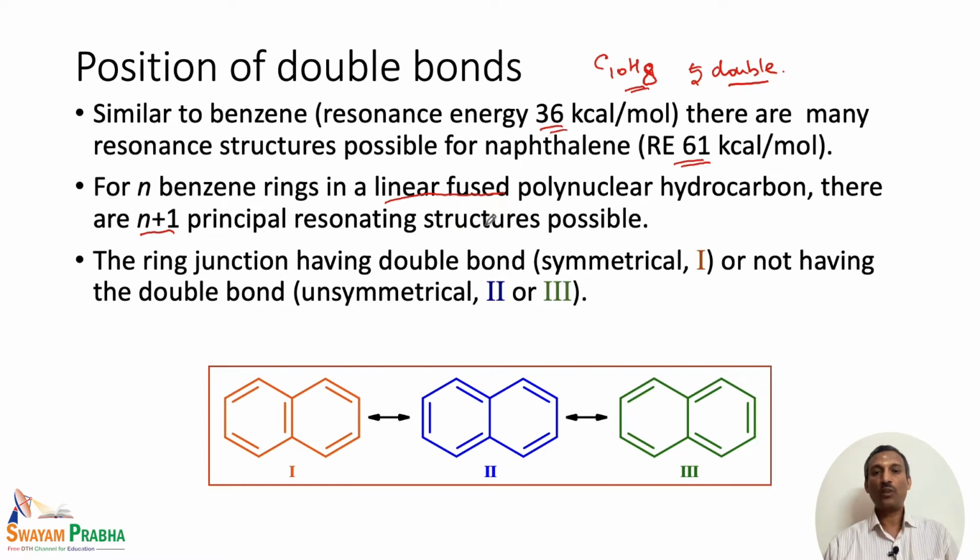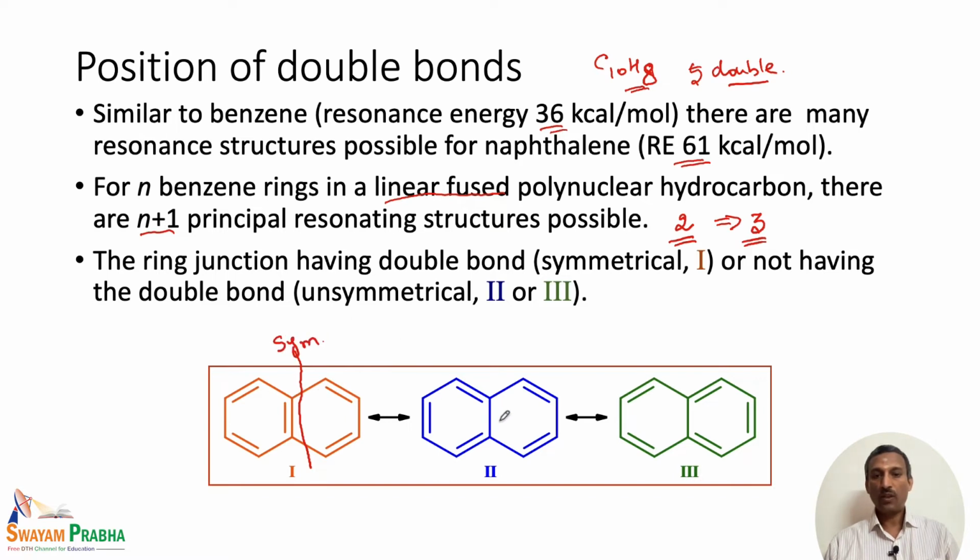According to this rule, in naphthalene we have 2 benzene rings fused in a linear fashion, so that leads to a total of 3 resonating structures. We can write the 3 resonating structures as shown here. The first structure is very symmetrical. If I draw a straight line through the central bond, this part and this part are mirror images, so there is a symmetry in this molecule.